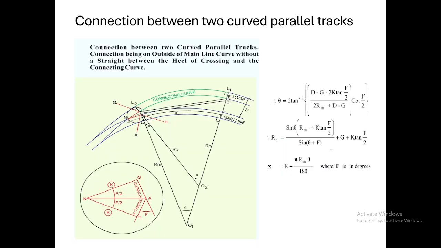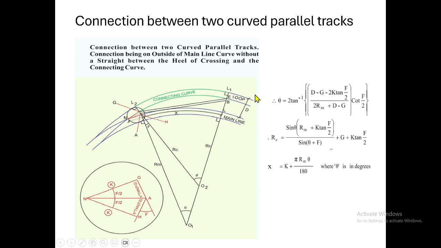Connection between two curved parallel tracks. Earlier we have seen parallel tracks, non-parallel tracks, only straight tracks. Now this is about curved track connections. But it is a little complicated because it involves a lot of formulas. Earlier, we have been adopting the Sunderland method, but here we don't adopt the Sunderland method. Keep the two gauge lines as they are, and we find out the connecting radius and the distance from the theoretical nose of crossing. We are keeping all distances as references. It is a little complicated, and we will see.